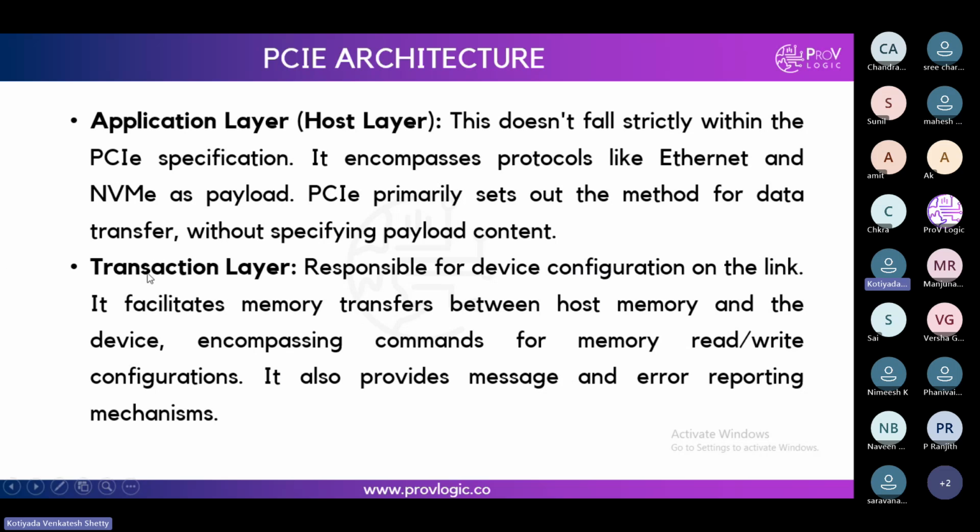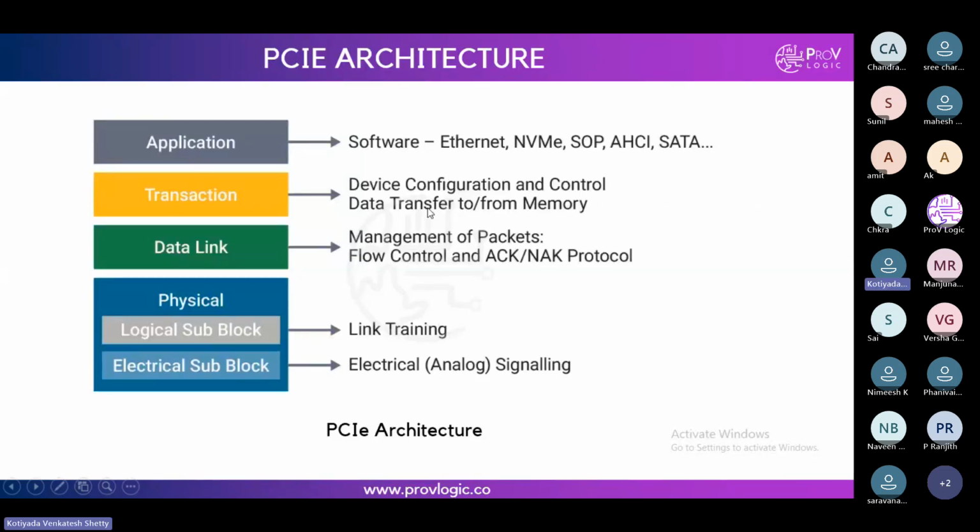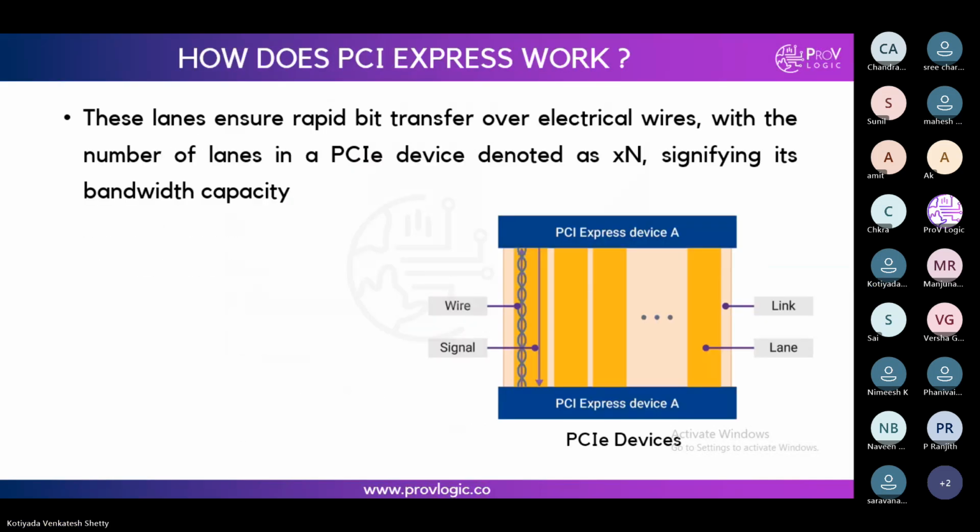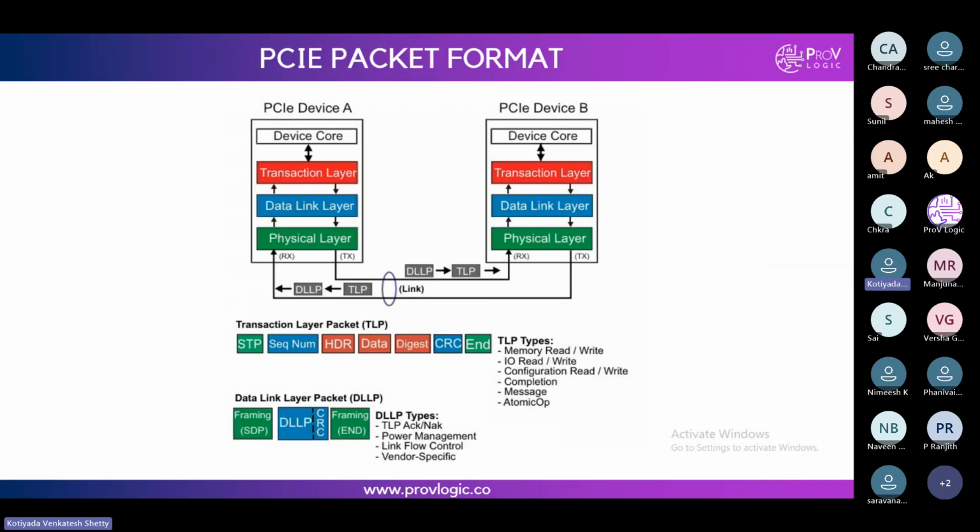In the transaction layer, the main layer, there are certain features. Every layer contains some features. The transaction layer contains features like the types of packets. You can note it down, the types of packets. We have certain types of packets in the transaction layer: memory read/write packet, IO read/write packet, config read/write packet, completion packet, and messages and atomic operation. These are the 5 types of packets.